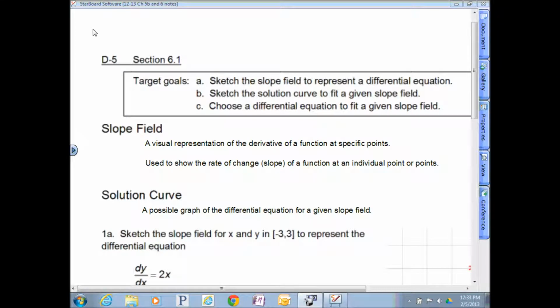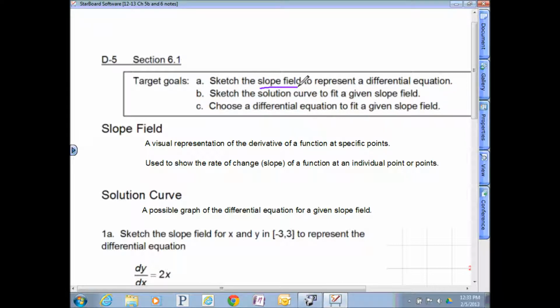First day in Chapter 6, we're going to start using derivatives to do other things, to apply them, to help us figure some things out. And the first thing we're going to do with that is start looking at these things we call slope fields. So one big goal for the day: sketching a slope field to represent a differential equation.